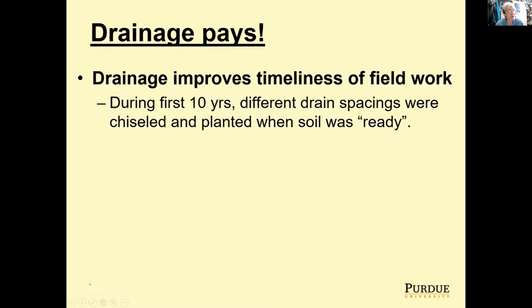So the different drain spacings were chiseled and planted when the soil was ready. In other words, the superintendent of the farm and I would go out and look at the field. If the 5 meter, the narrow spacing, was ready to till, they would till it and the next day plant it. If the 10 meter was still a little too wet, we'd wait and go out the next day and look and do the same kind of thing. And as you can imagine, in some years, the first couple of drain spacings get tilled and planted. And then it rains before the next one was really ready. And so then you go back to ground zero to basically start drying out the field again.